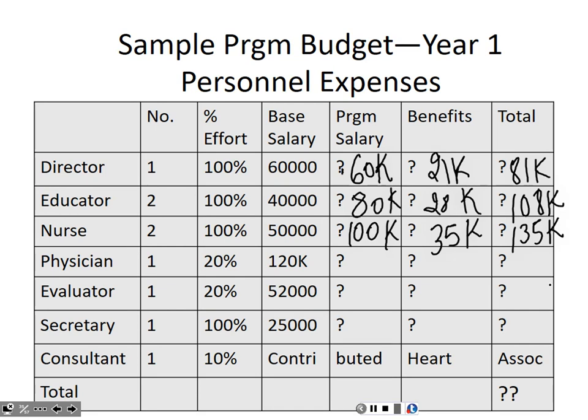Physician. 24,000. And how did you get that figure? 20% multiplied by the base salary. Okay, so it's their base salary, 120,000 multiplied by their percent effort on my program, 120,000 times 0.2. So my program is basically only paying them for 1 day a week, because they're working somewhere else for the other 4 days. Make sense? Okay. Benefits? 8,400. Total? 32,400.